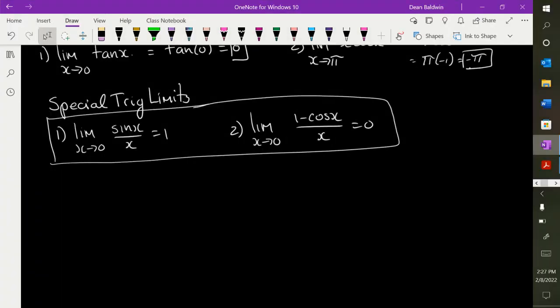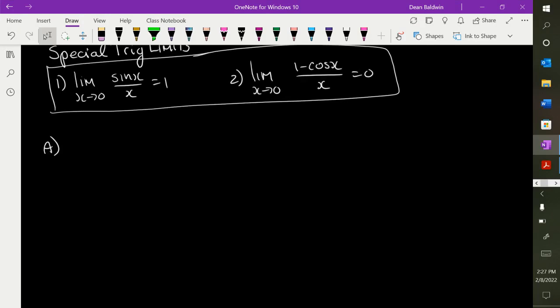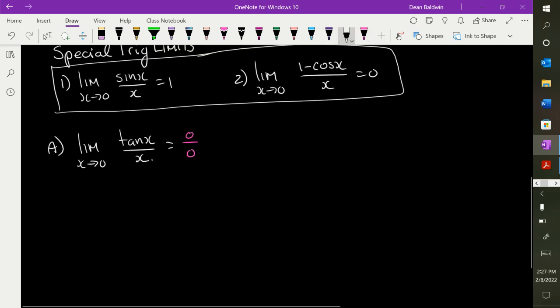Okay, so here we go. Our first example. Call it A. The limit as x goes to 0 of tan x over x. Now clearly I can't plug in 0 because I'd end up with 0 over 0, because tan of 0 is 0 and the bottom is 0. We get indeterminate form. So there's got to be a way to manipulate this, and there is.